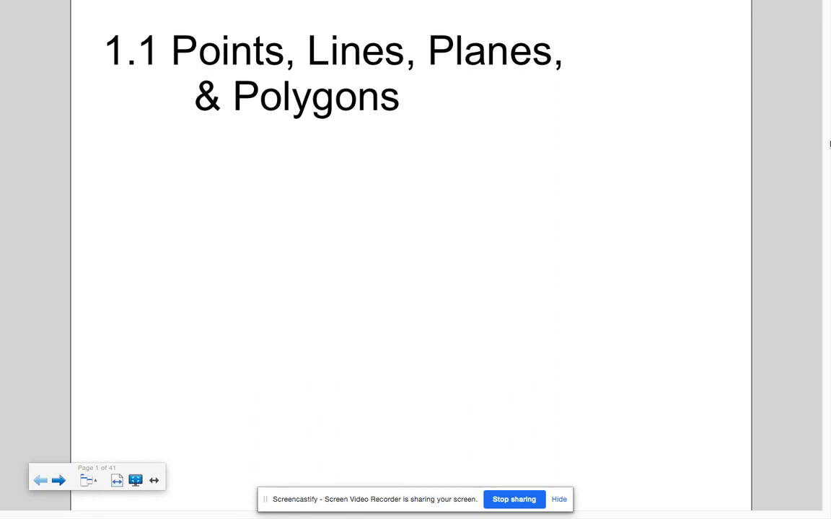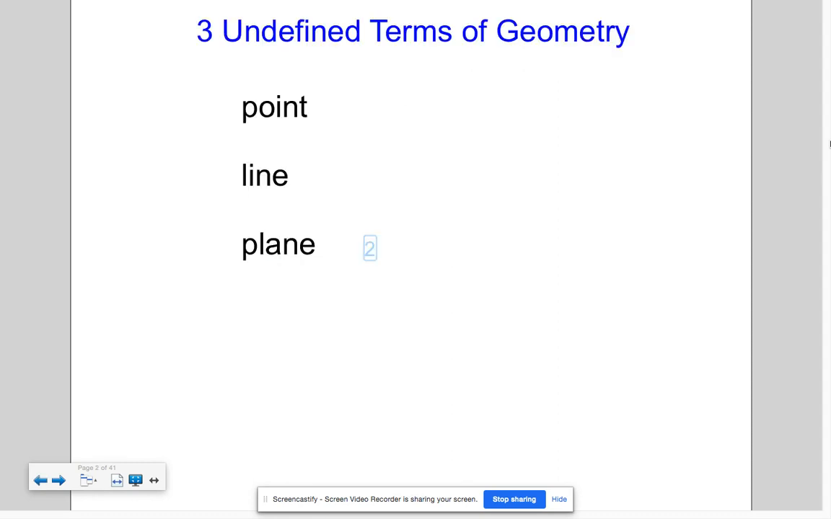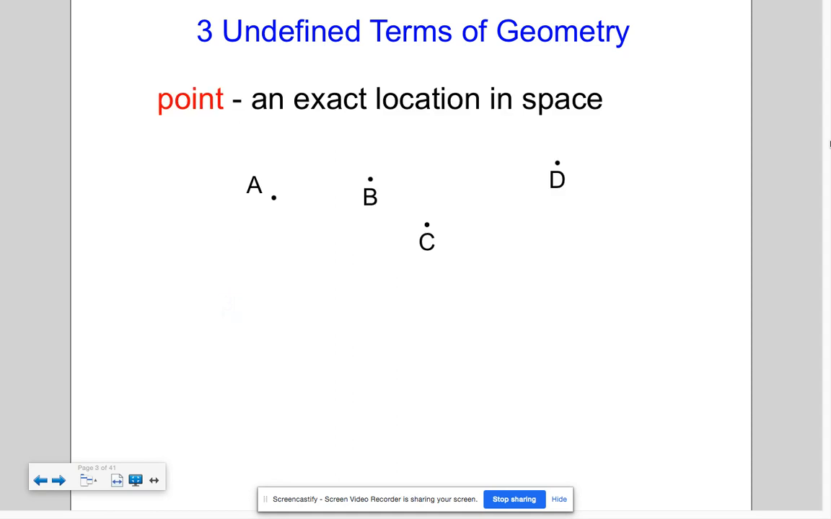So bear with me. I'm going to get through this and you'll have all the information right there for you. All right? So 1.1 Points, Lines, Planes, and Polygons. There are 3 undefined terms of geometry: a point, a line, and a plane. We can pretty much make anything we want from these 3 things. First thing, a point, an exact location in space. So we have 4 points located here: point A, point B, point C, and point D.